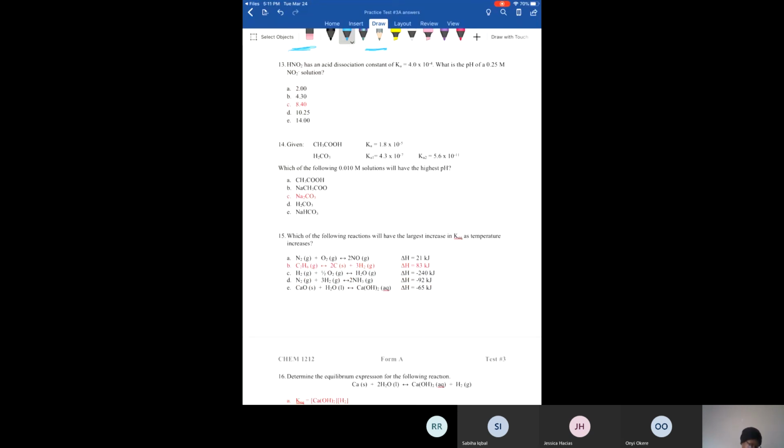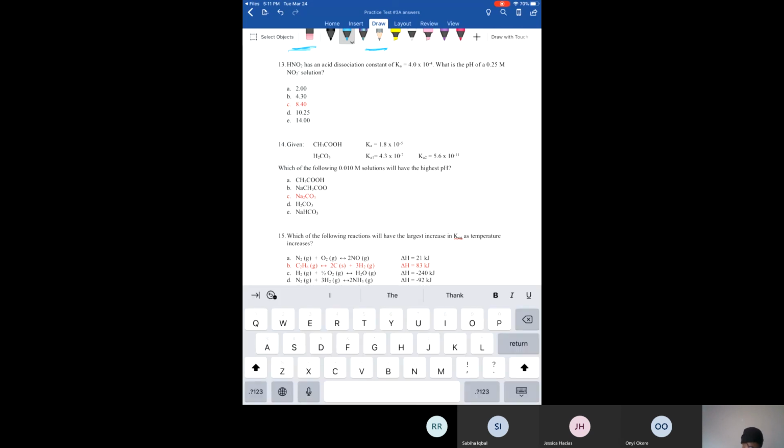Okay. So HNO2 has an acid dissociation constant of Ka equals 4 times 10 to the negative 4. What is the pH of a 0.25 solution of NO2 minus? Okay, so this is going to require your friend the ICE table.